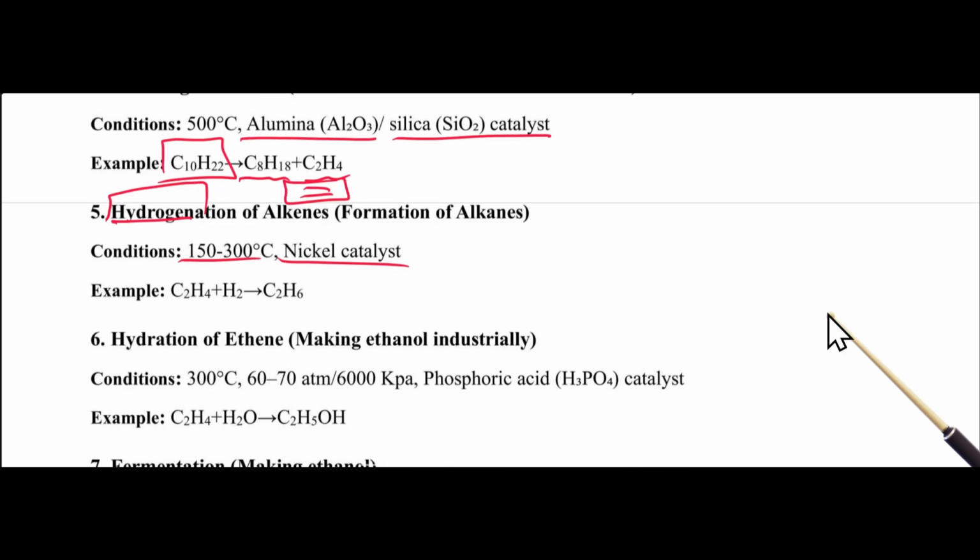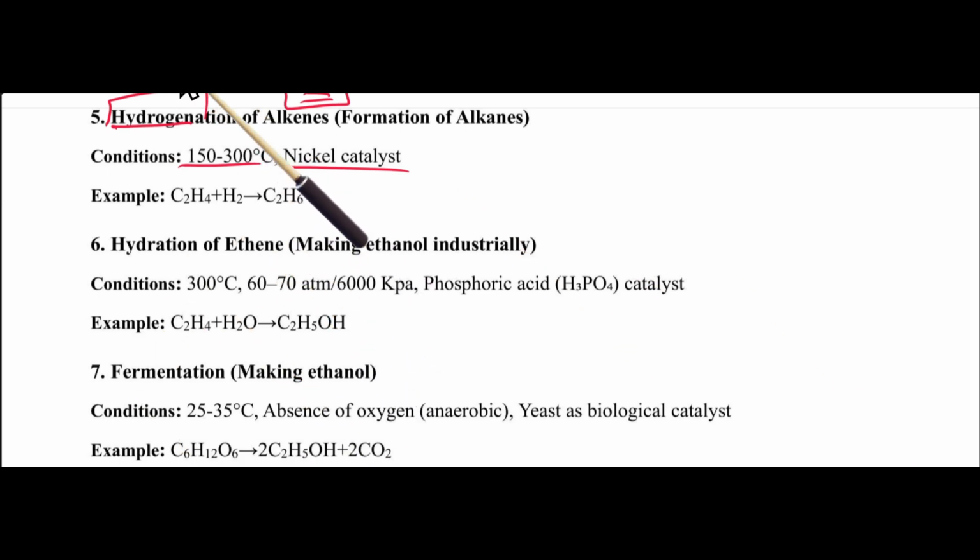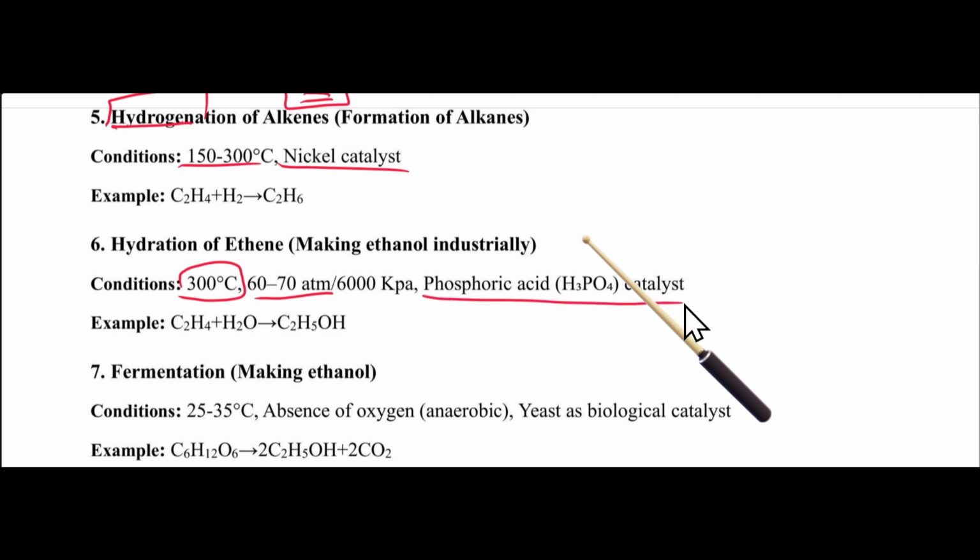Number 6, another reaction, that is hydration of ethene, or you can say hydration of alkene. This is a process that is used to make ethanol industrially. What is the process? You have to give a high temperature, 300 degrees Celsius, 60 to 70 atmospheric pressure, or you can say 6000 kPa, and also a catalyst, that is phosphoric acid. So phosphoric acid as a catalyst is used for this reaction. You have to memorize these things, okay? Don't get confused. You need to remember these catalysts, also the temperature and the pressure.